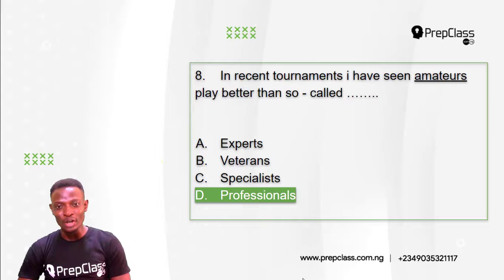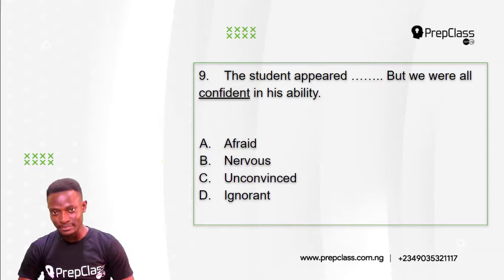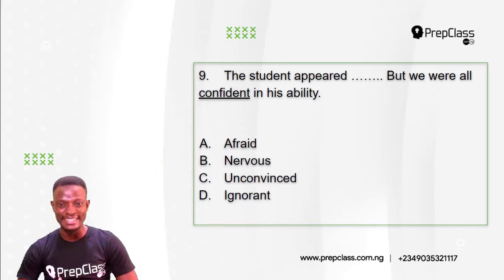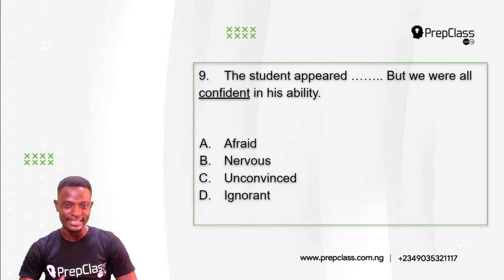All right, moving on to the next question, question 9. Remember, we have to select the option that is the most nearly opposite in meaning to the underlined word and will at the same time correctly fill the gap in the sentence. Question 9 reads, the student appeared dash, but we were all confident in his ability.